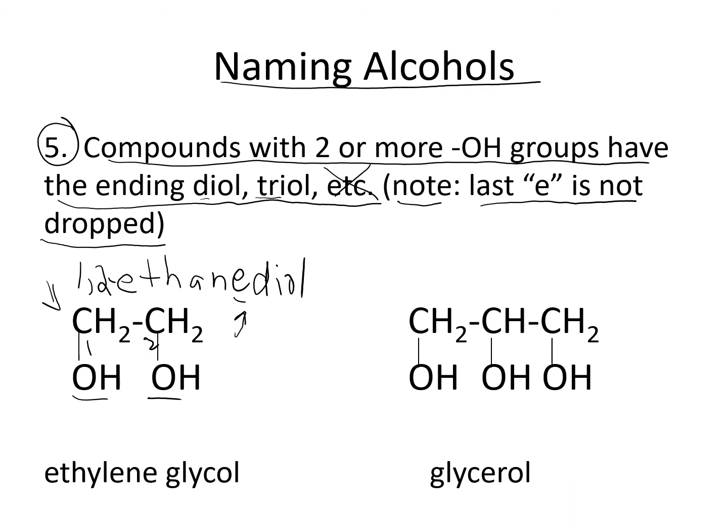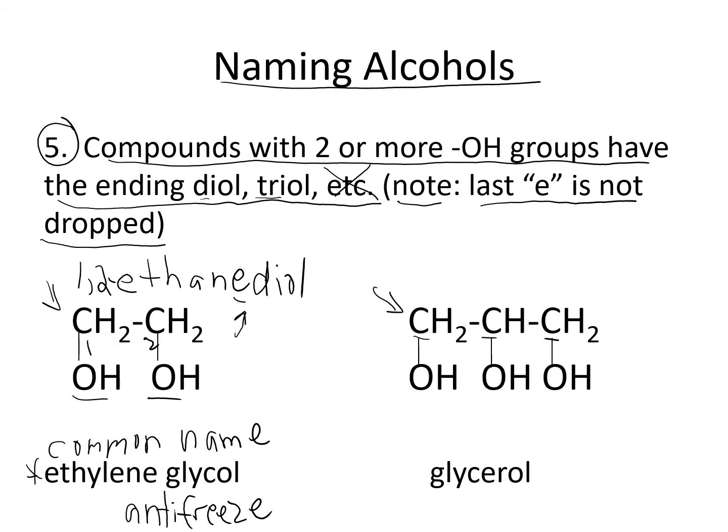The common name is written below here, ethylene glycol. I do want you to know the common name for this compound, besides being able to name it following IUPAC rules. Ethylene glycol is one of the components in antifreeze. That's a cooling agent in your car. The next compound on the right, we have 3 carbons in our parent chain. So that would be propane.